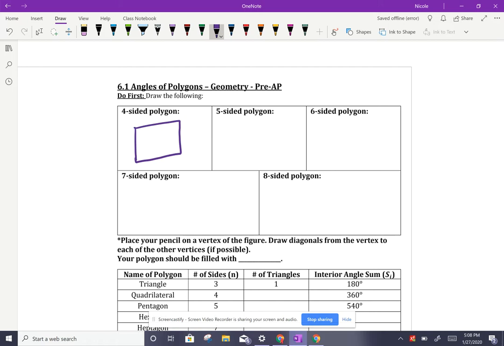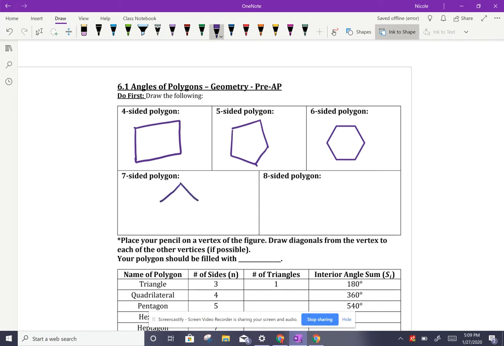And then draw a five-sided polygon. 1, 2, 3, 4, 5. You might know the name of a five-sided polygon already. It's called a pentagon. And then a six-sided polygon. 1, 2, 3, 4, 5, 6. Now it doesn't need to be perfect by any means, just as long as you can see all of the corners. Let's see if I can get some pretty ones going. There we go. And then a seven-sided polygon.